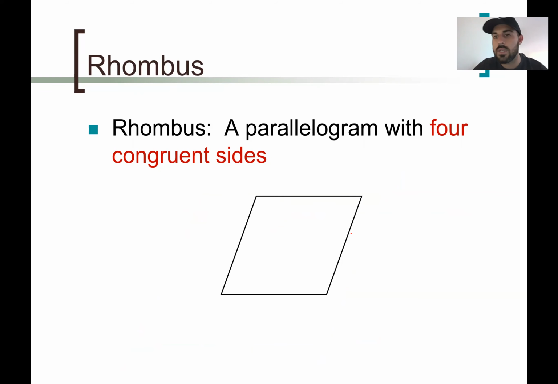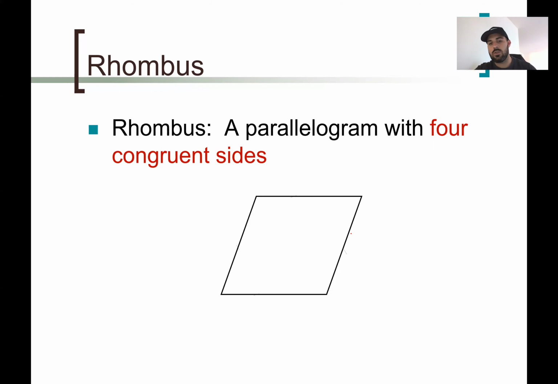Now we have a rhombus. And what is a rhombus? Okay, a rhombus is a parallelogram, so it has to be a parallelogram with four congruent sides. First of all, that does not make it a regular polygon, because just because it has four congruent sides doesn't mean it has four congruent angles. So remember, a regular polygon needs to be a perfect shape. It needs to have congruent sides and congruent angles. So it is a parallelogram and it has four congruent sides.